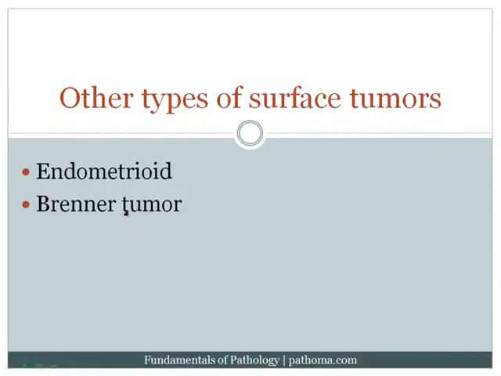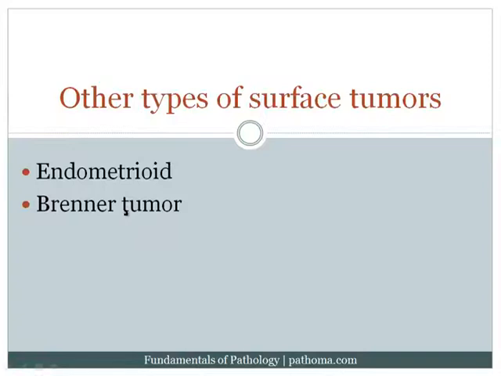Point number two is that it may be associated with endometriosis. This goes back to the discussion that we had when we talked about endometriosis. If you review your notes there, you'll see that I said that in endometriosis, one of the complications was that carcinoma could develop, particularly in the ovary. And so there's an association of endometrioid carcinoma with endometriosis.